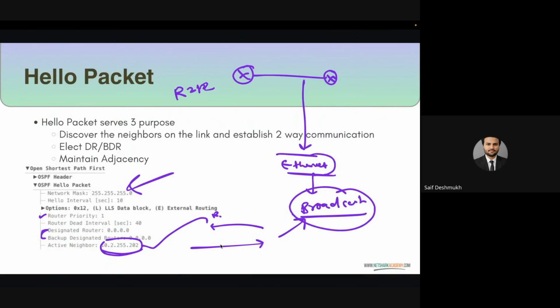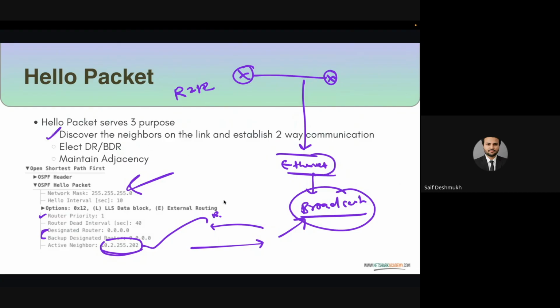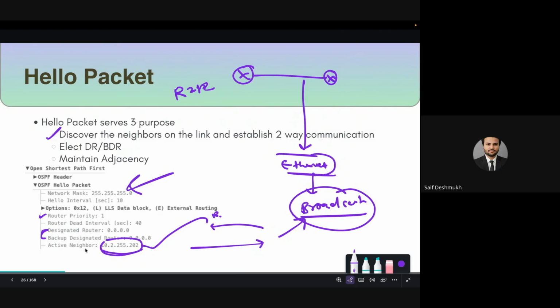Generally, if it's the very first hello packet sent out, it's serving what? It's discovering the neighbors on that link. And this packet that we are looking at is not a first packet, because now we have already received the first packet. We have taken notice of that router ID, and we are inserting that router ID into our active neighbor field and then sending it out. So basically, this is the second packet.